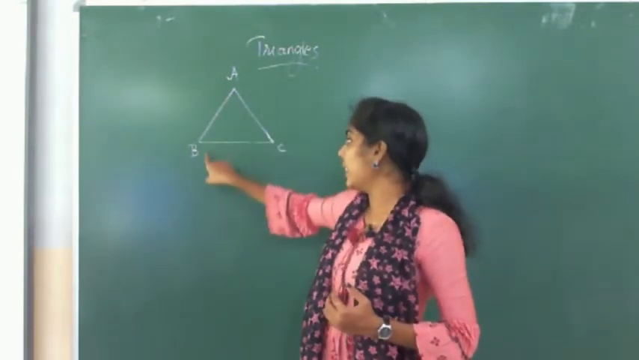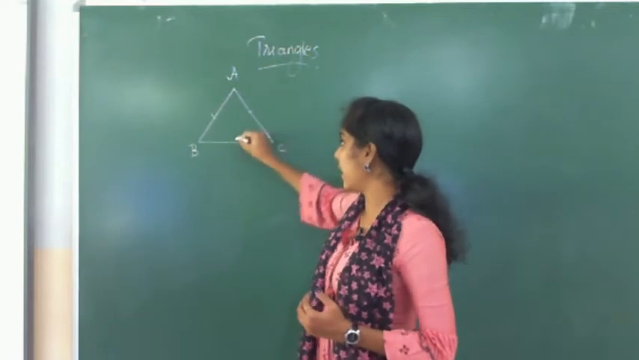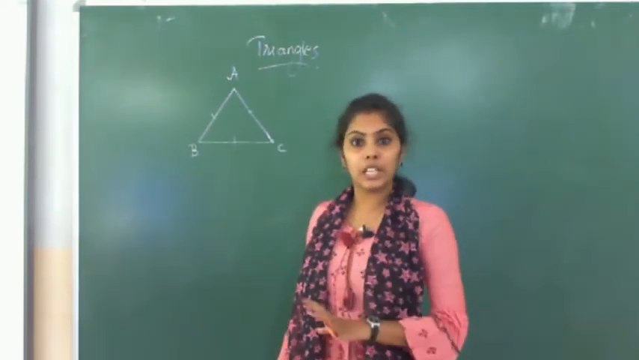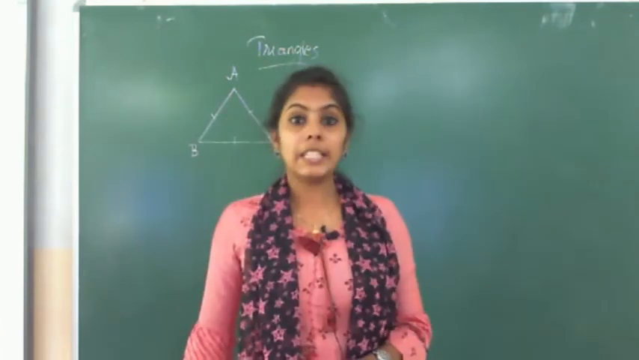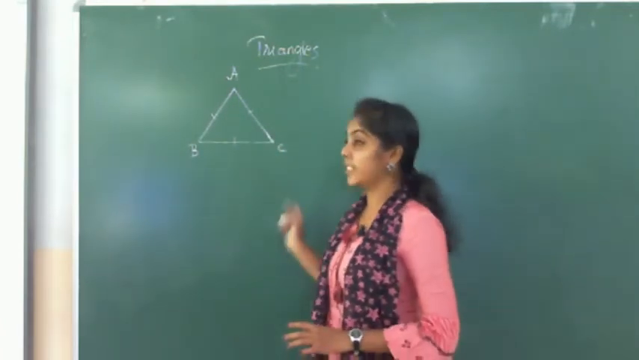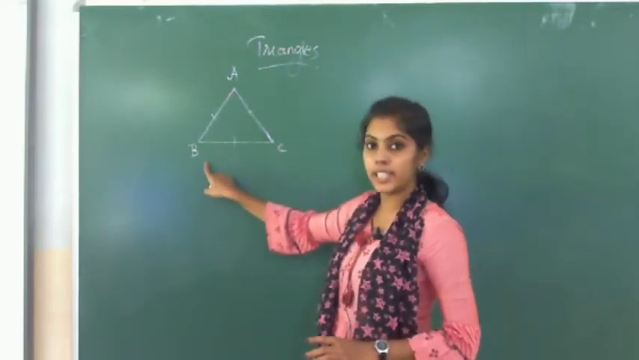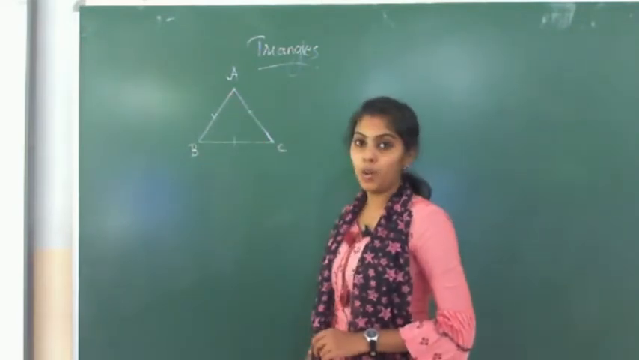These three are the sides, isn't it? So it has three sides and it's a closed figure. And it also has three vertices. That is, A is a vertex, this is also one vertex, and this is the third one.